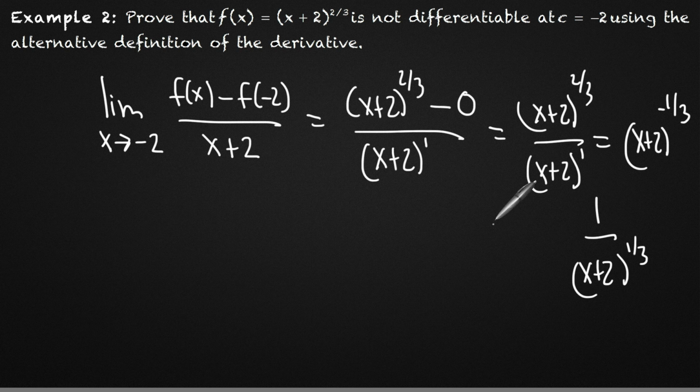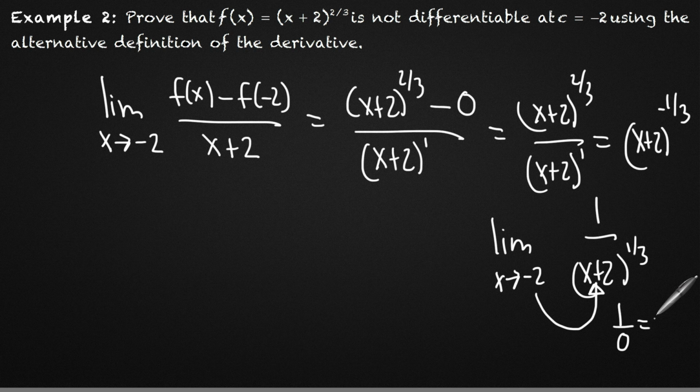And notice what happens whenever you try to substitute -2 into your limit, you get 0. And 1 over 0 is undefined. It does not exist. So that lets you know that the derivative at this point does not exist. It's not differentiable.